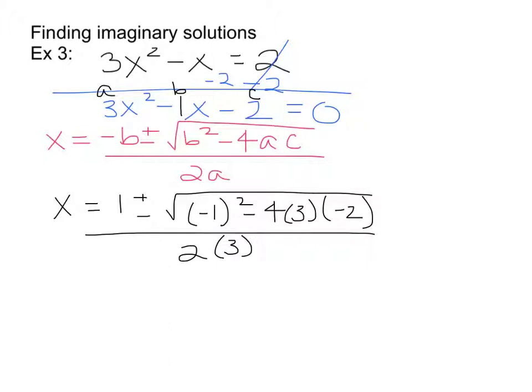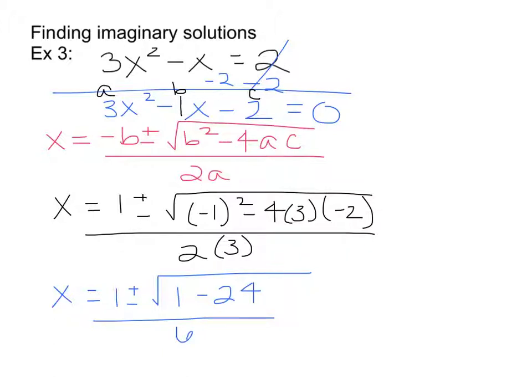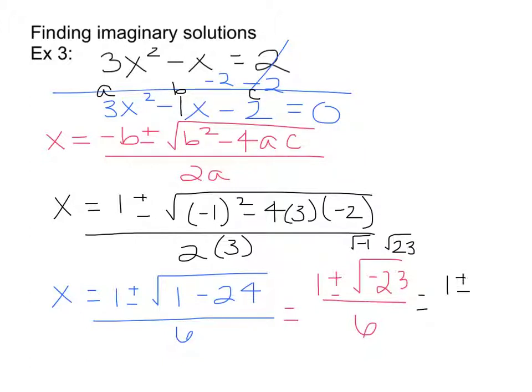Keep going. That gives you x equals 1 plus or minus the square root of 1 squared, which is 1, and then negative 4 times 3 times negative 2 gives minus 24, all divided by 2 times 3, which is 6. Now keep simplifying. 1 minus 24 gives me 1 plus or minus the square root of negative 23 over 6. The only way to simplify the square root of negative 23 is the square root of negative 1 times the square root of 23. So that gives me 1 plus or minus i root 23 over 6.